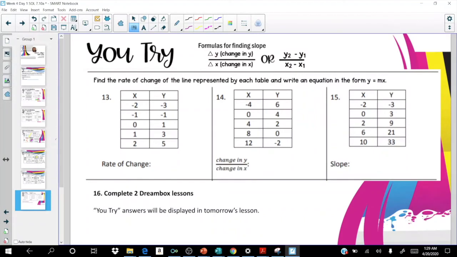When you are done with that, you are going to complete two green box lessons, and you will be done for today. Your try answers will be displayed in tomorrow's lesson. Alrighty, see ya tomorrow.